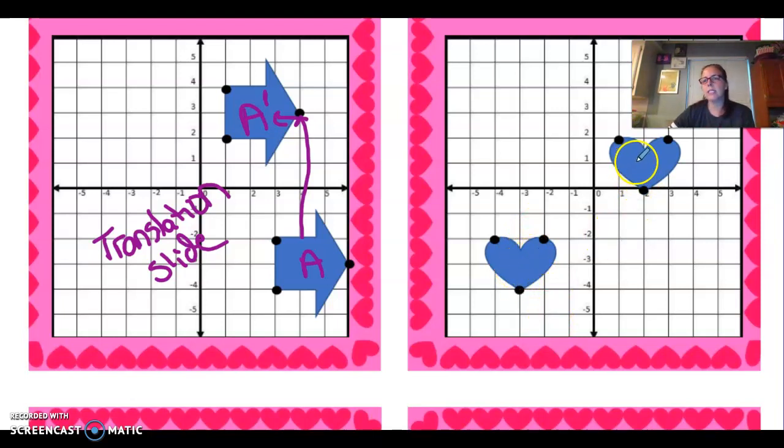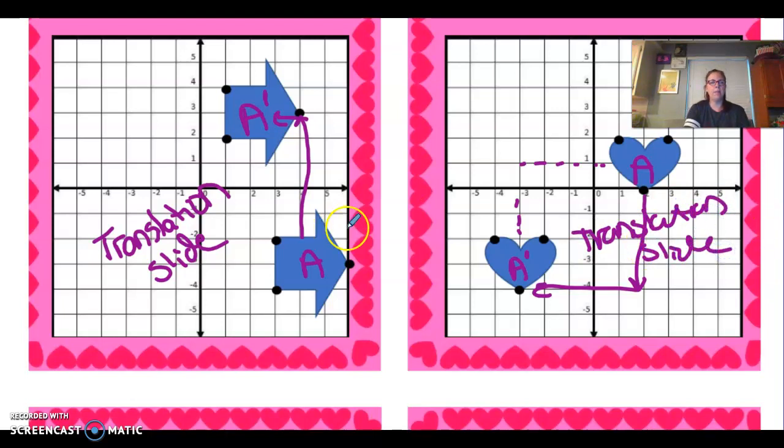Now this one, let's say this is the pre-image and this is the image. So we went from here to here. If we reflected it, it would have gone over here or down here facing the other way. If it rotated, it'd be upside down. So this is also a slide. It looked like it went down and to the left, or it could have gone left and then down. So this is also a translation, or a slide.